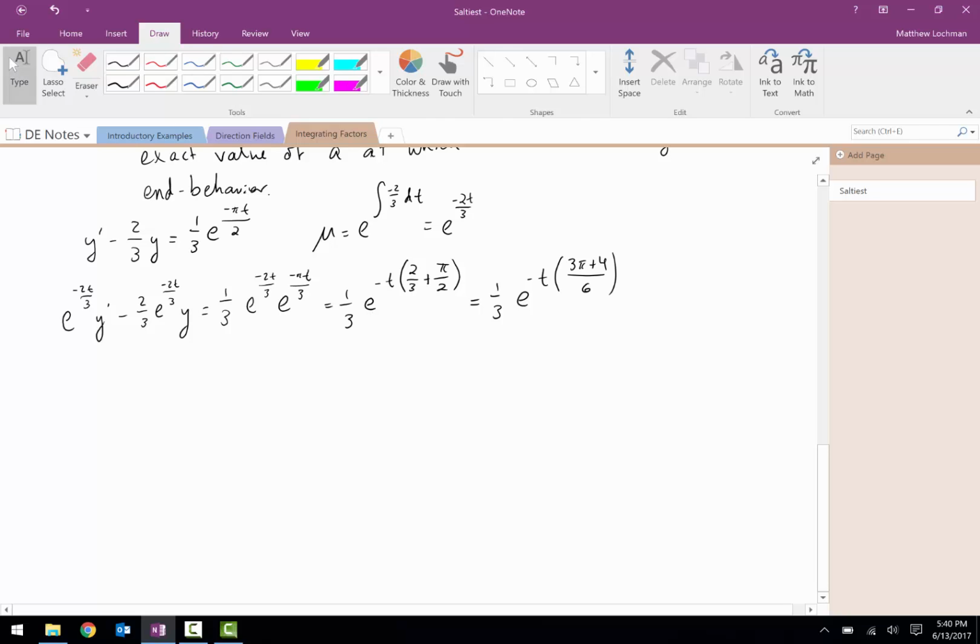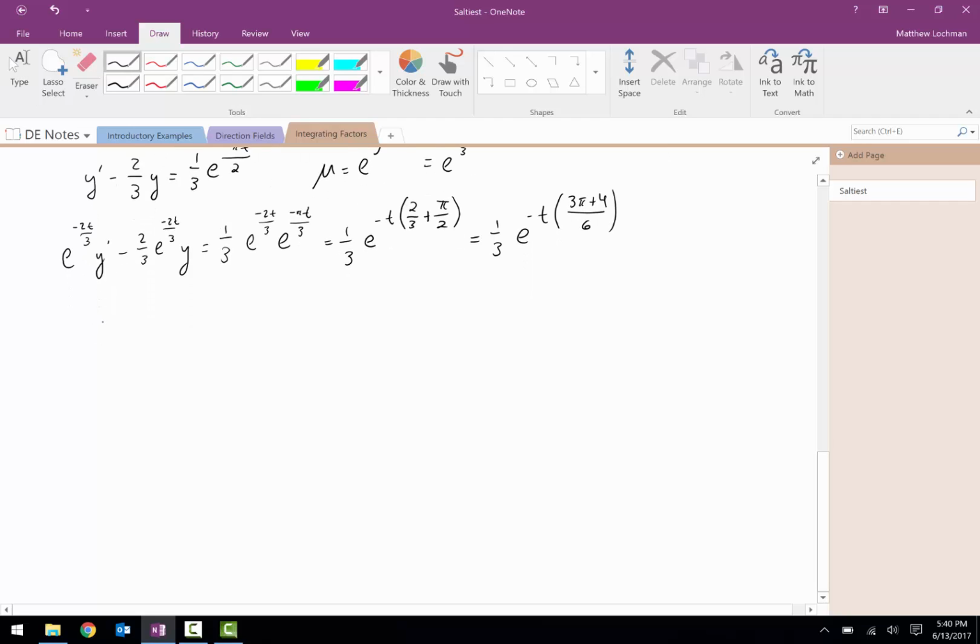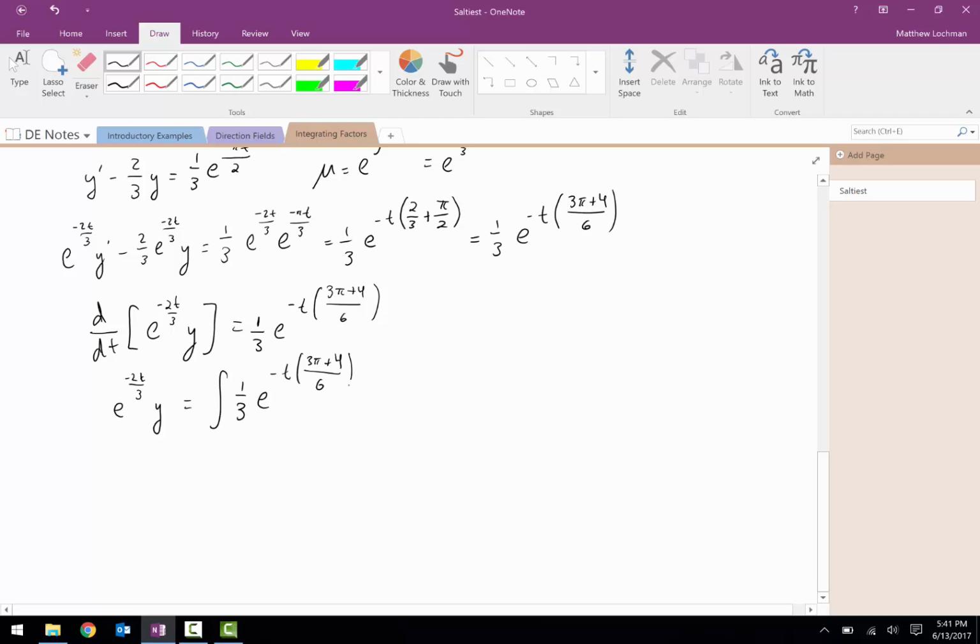Okay. So anyway, now that we've multiplied by the integrating factor, we can note again that this side is really a product rule being applied to this function. Oops, sorry about that. 3 pi plus 4 over 6. And so this function, the antiderivative on this side, must be equal to the antiderivative of the other side. And the antiderivative is of course the integral.